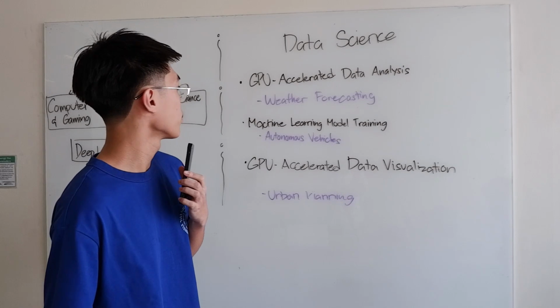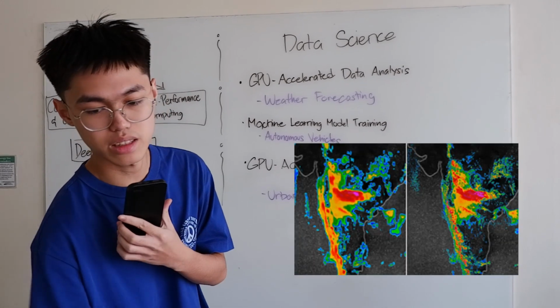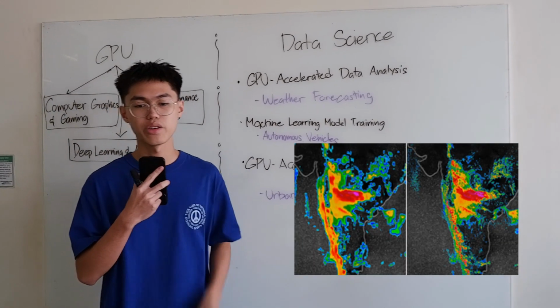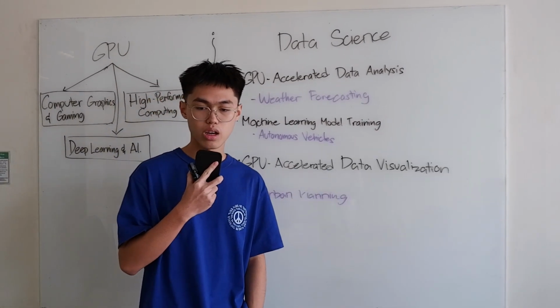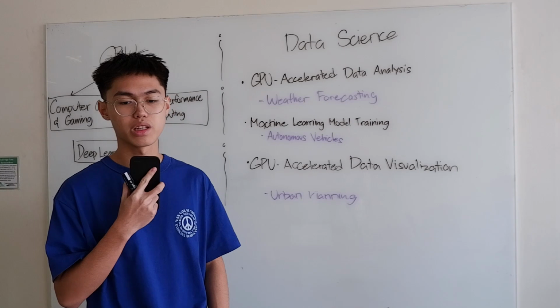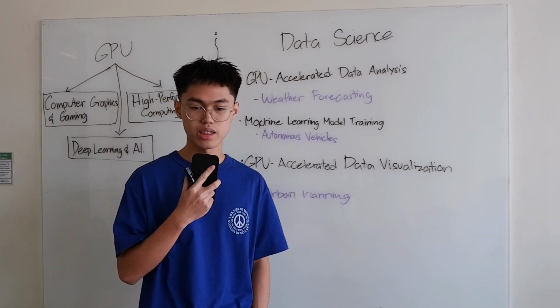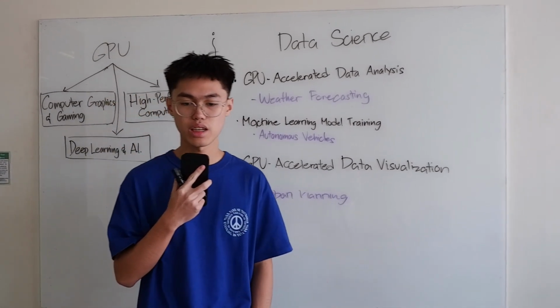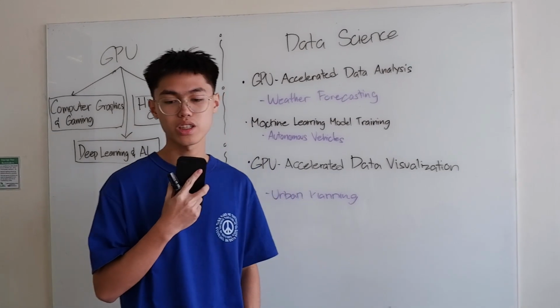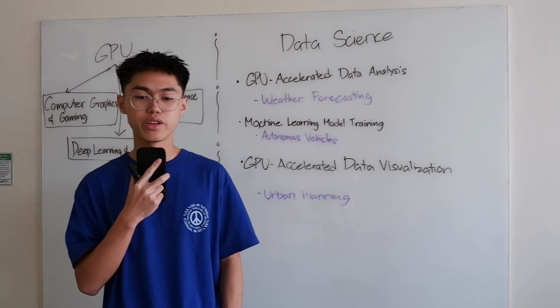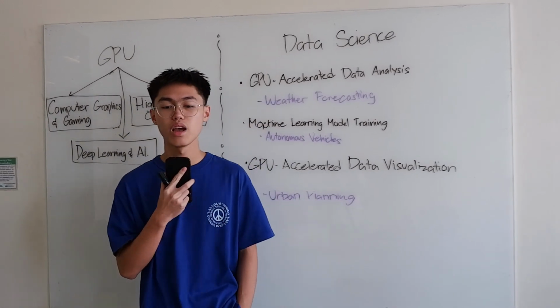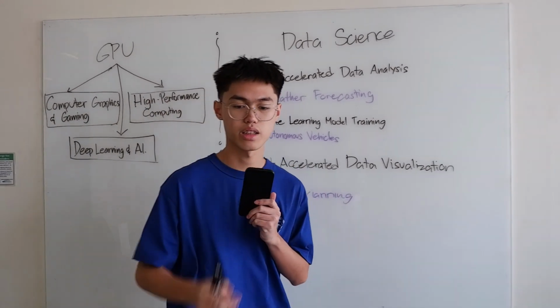One real-life example of this would be weather forecasting. So GPUs accelerate numerical weather prediction models by parallelizing calculations involved in simulating atmospheric dynamics, cloud physics, and other meteorological phenomena. So GPUs help render high-resolution forecasts more quickly and accurately.